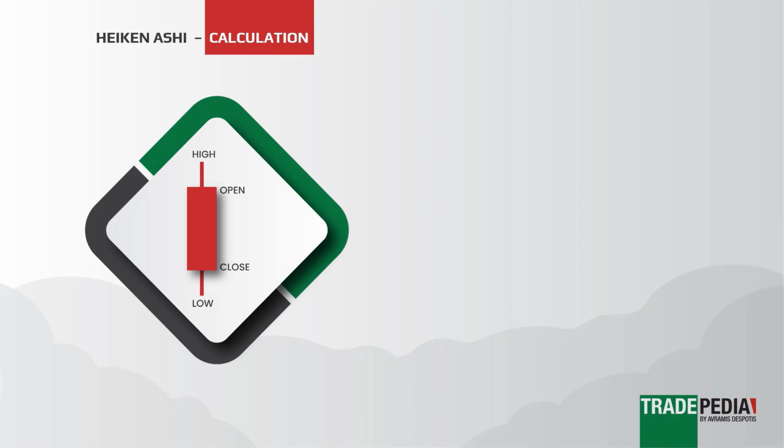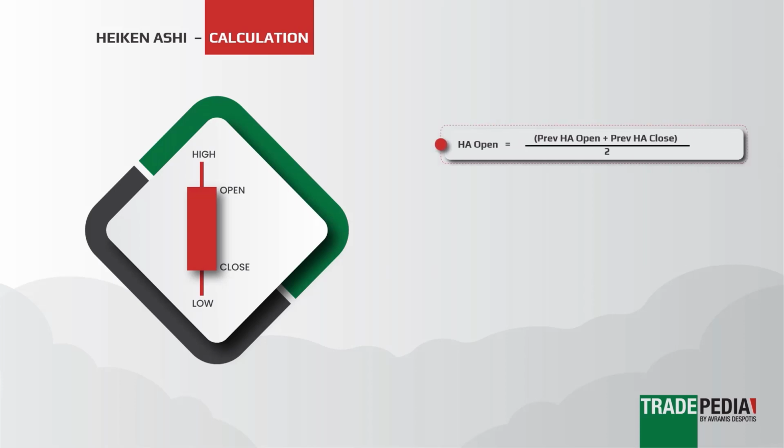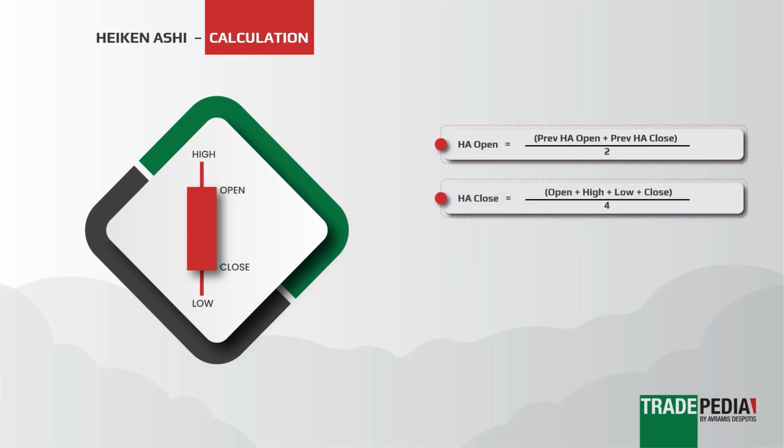Heikin-Ashi candlesticks are based on price data of the current open, high, low, close, the current Heikin-Ashi values, and the prior Heikin-Ashi values. Calculation is as follows. The Heikin-Ashi open is the average of the prior Heikin-Ashi candlestick open and close. The Heikin-Ashi close is simply an average of the open, high, low, and close for the current period.